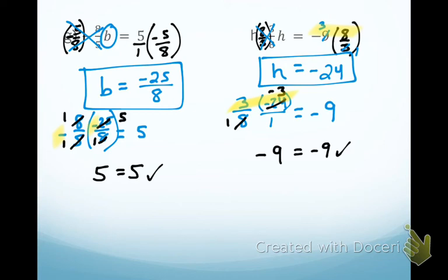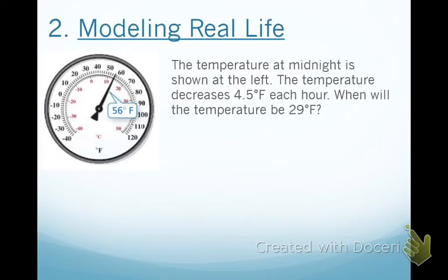All right, so those are kind of the examples of how we try to solve the equation. Let's do a modeling real life. In this story problem, the temperature at midnight is shown at the left, so you can see it over here. It's at 56 degrees Fahrenheit. Right there, you can see that. The temperature decreases by 4.5 degrees each hour. So key word here, we know that decreases is going to mean subtract, or it means to minus. And then there's another key word here that says each hour. Anytime you see that word each, that means to multiply.